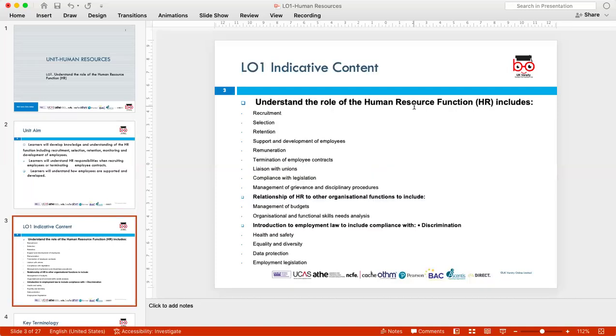In this LO1, the indicative content is to understand the role of HR function, which includes recruitment, selection, retention, support, and development of employees, remunerations, termination of employee contracts, liaison with unions, compliance with legislation, management of grievance and disciplinary procedures, relationship of HR to other organizational functions to include management of budgets, organizational and functional skills needs analysis, introduction to employment law to include compliance with discrimination, health and safety, equality and diversity, data protection, and employment legislation.